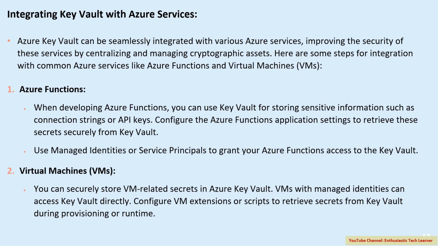Azure Functions. When developing Azure Functions, you can use Key Vault for storing sensitive information such as connection strings or API keys. Configure the Azure Functions application settings to retrieve these secrets securely from Key Vault. Use managed identities or service principals to grant your Azure Functions access to the Key Vault.